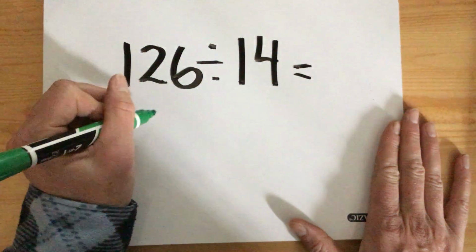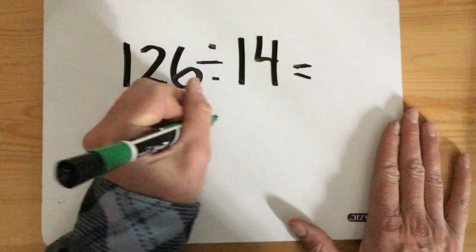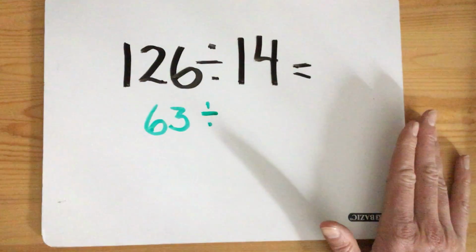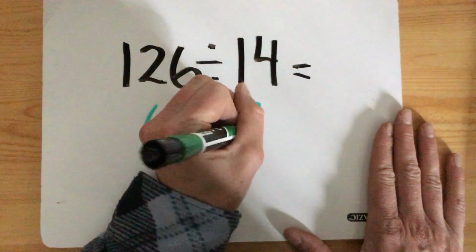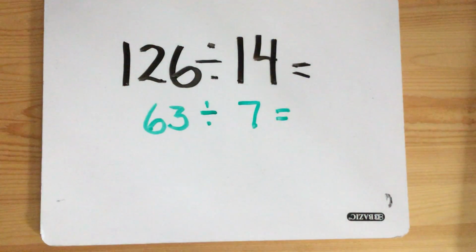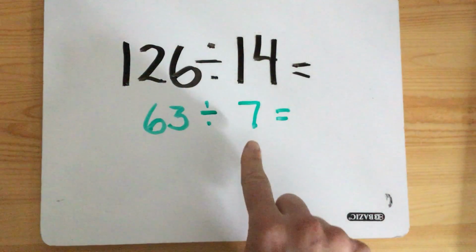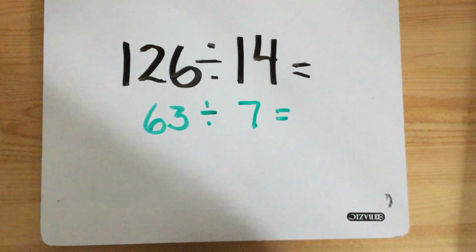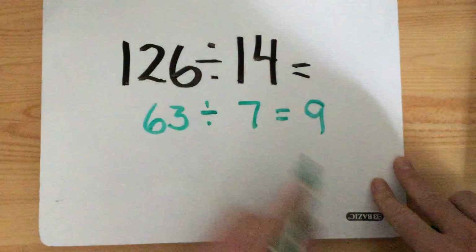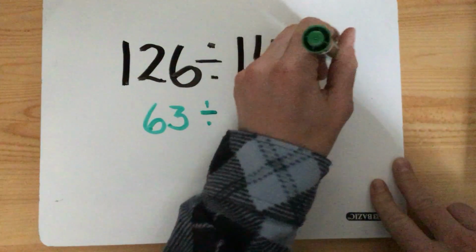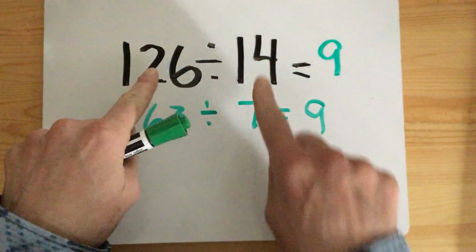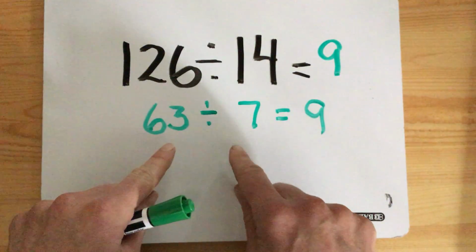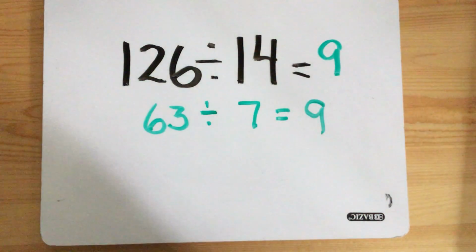You should get 63. 63 plus 63 equals 126. So I halved it. I can easily halve 14. What plus what equals 14? 7. So now when I look at this equation, 63 divided by 7, I should know that. I should be able to go, what's 7 times a number that equals 63? Well, it's 9. And so that means that 126 divided by 14 is 9. So all you have to do is halve your two numbers, come up with an easier equation that you can do in your head, and then that's how you do the halving strategy.